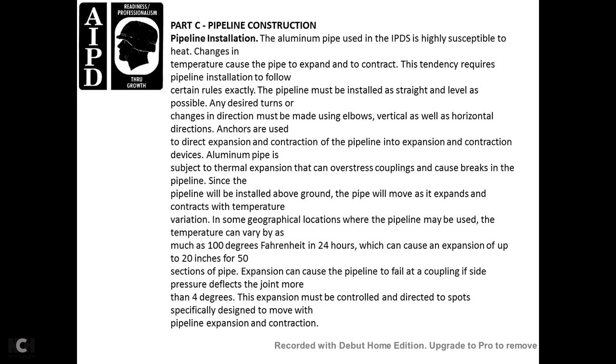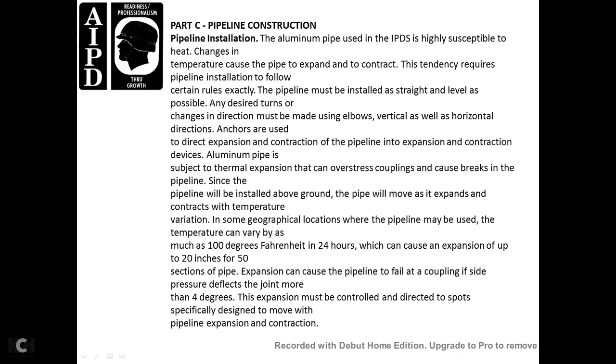Anchors control the direction of expansion and contraction of the pipeline toward expansion and contraction devices. Aluminum pipe is subjected to thermal expansion that can overstress couplings and cause breaks in the pipeline. Since the pipeline is installed above ground, it will move, expanding and contracting with temperature variation. In some geographical locations where the pipeline may be used, the temperature can vary as much as 100 degrees Fahrenheit in 24 hours, which can cause expansion of up to 20 inches in 50 sections of pipe.